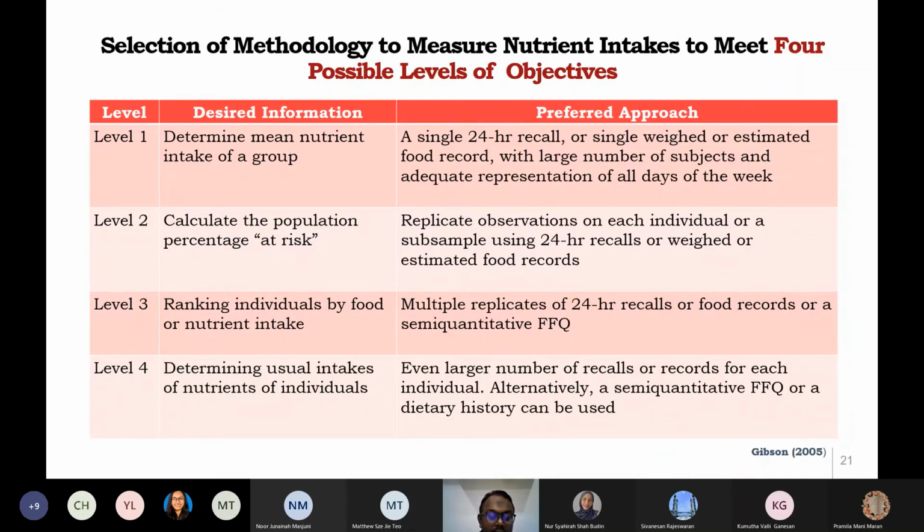And level 4 is determining usual intakes of nutrients of individuals. We are no longer interested in the group, we are interested in the individual itself. So when we are measuring at an individual level, we need a larger number of recalls or records for each individual. Instead of only 3 or 7, you might need 14 recalls, 21 recalls, and so on. Alternatively, you can use a semi-quantitative FFQ or a diet history to avoid doing a large number of recalls with that person.